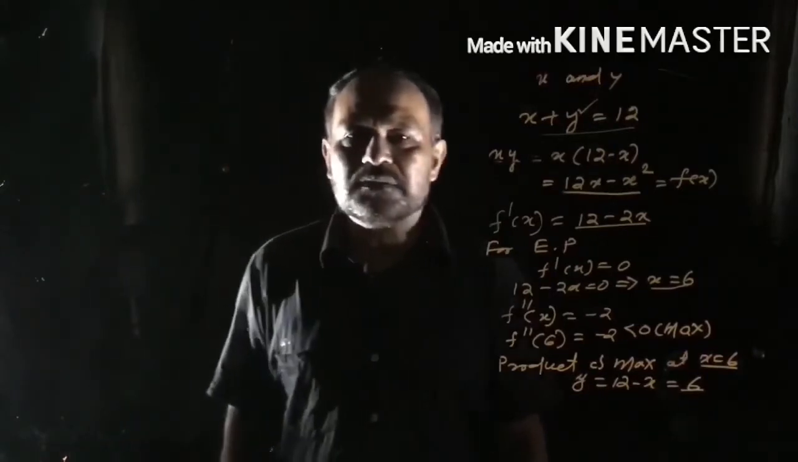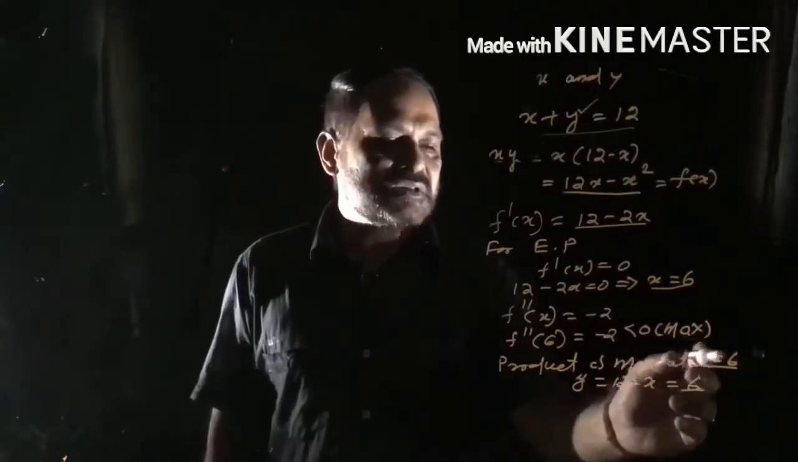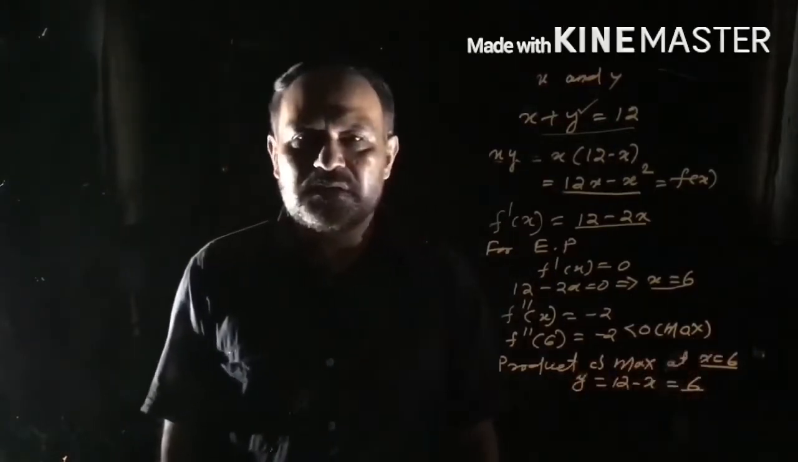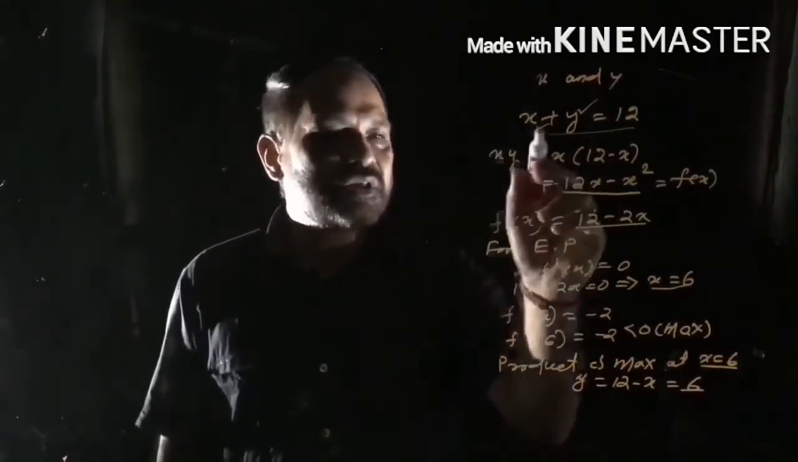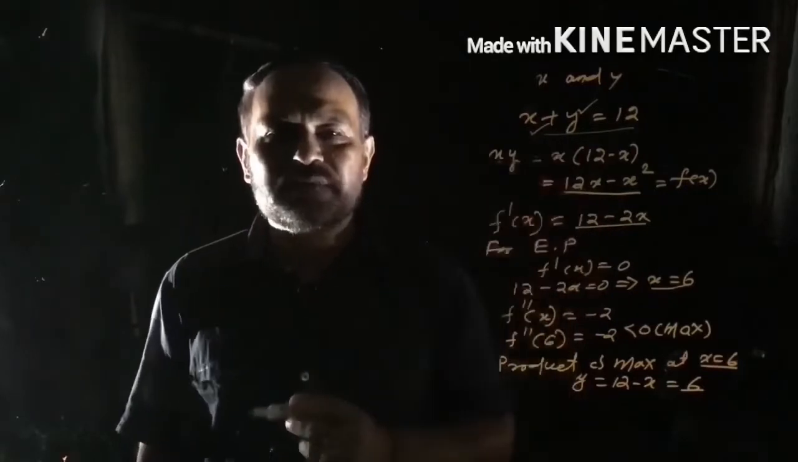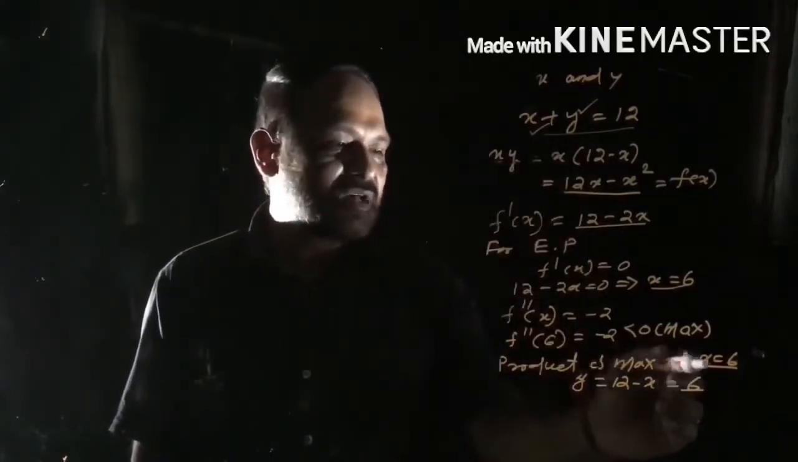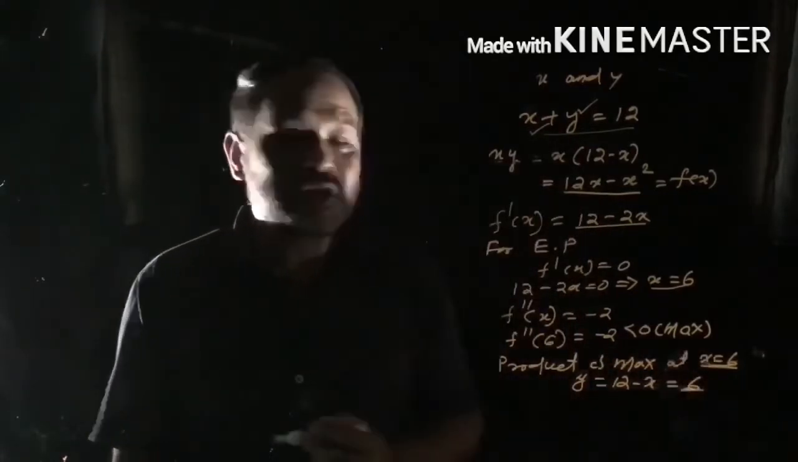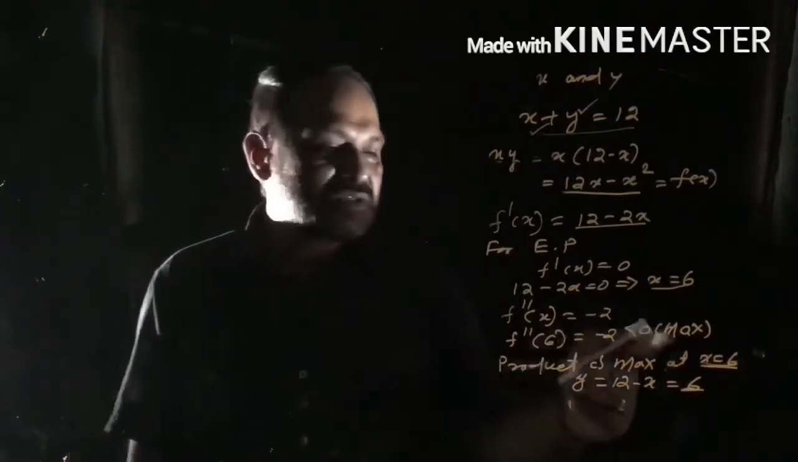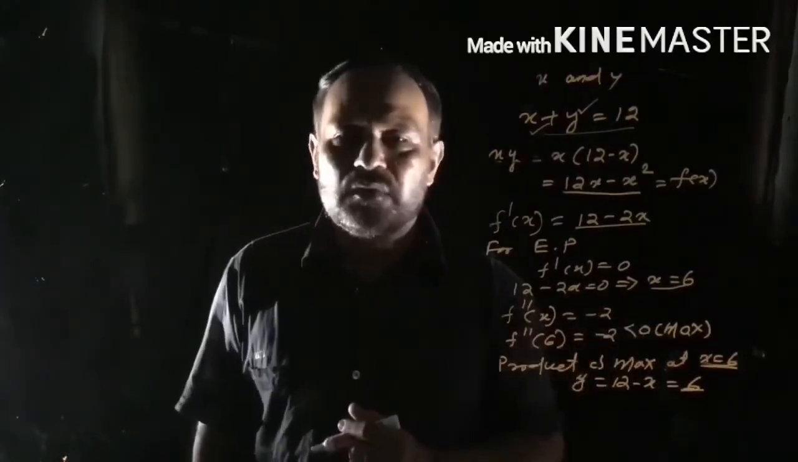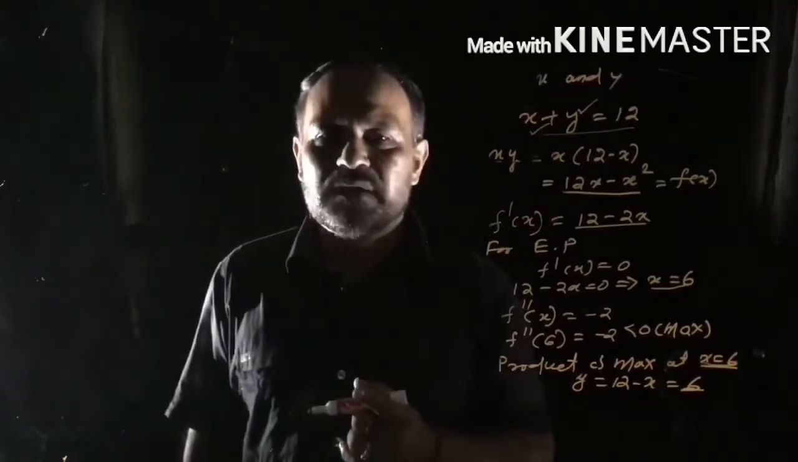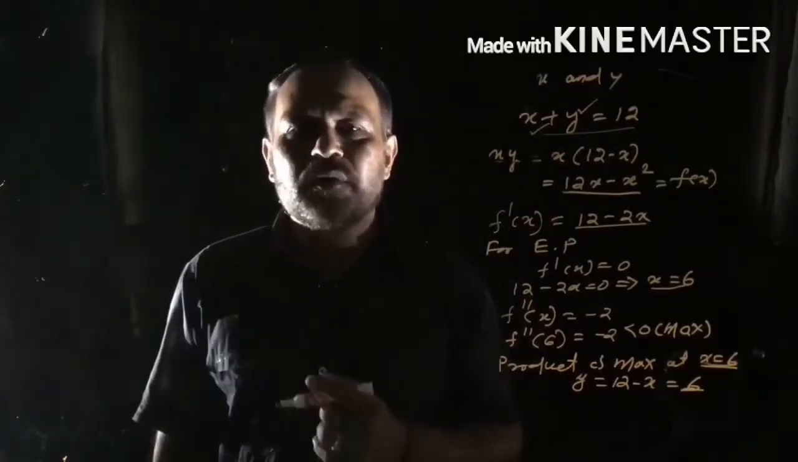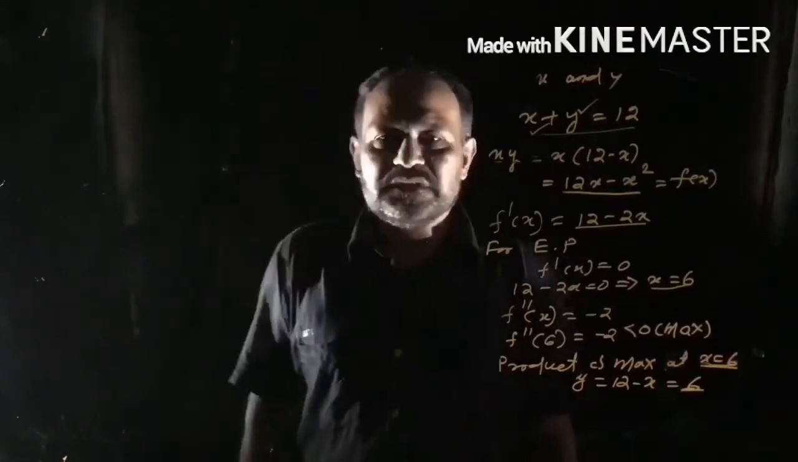So what are the numbers? The numbers are 6 and 6. See here, the sum is given. The question is when its product is maximum. This is the answer: when both are equal, means x is equal to 6 and y is equal to 6. If the sum is given, then the product is maximum if both numbers are equal.